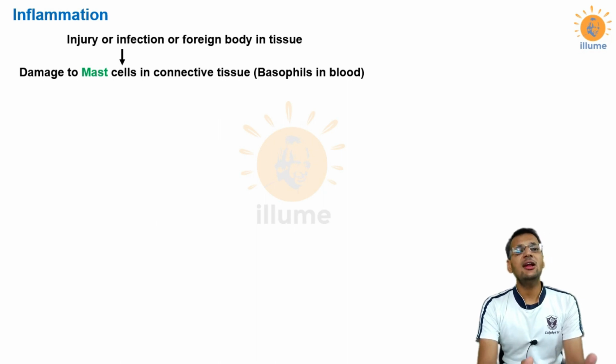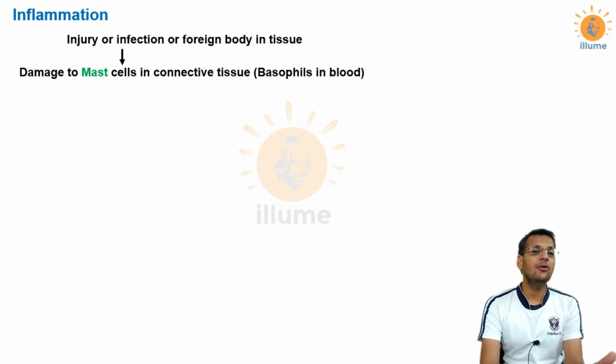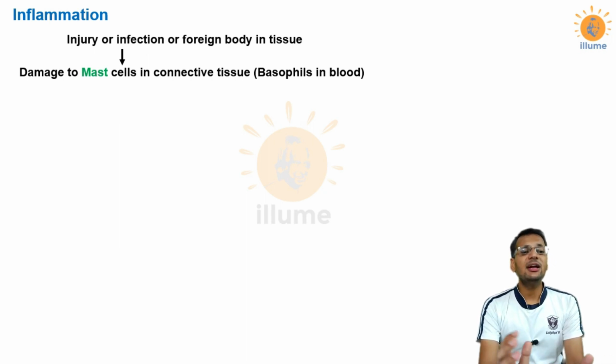If the blood vessels are also involved in the injury, then the basophils present in the blood also behave in the same way as mast cells behave, and that's why we call basophils the mast cells of blood. Remember, blood is also a connective tissue. So when the normal connective tissues have mast cells, blood has basophils.